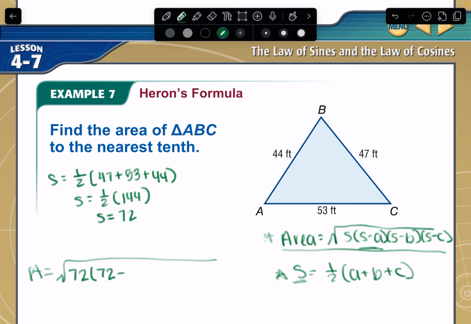be 72 minus 47. So remember, your side lengths are across from each other whenever you are doing these, which is how I know that 47 is A. Then I would have S minus B, so 72 again, minus my B value is 53, and then S minus C, which would be 72 minus 44.